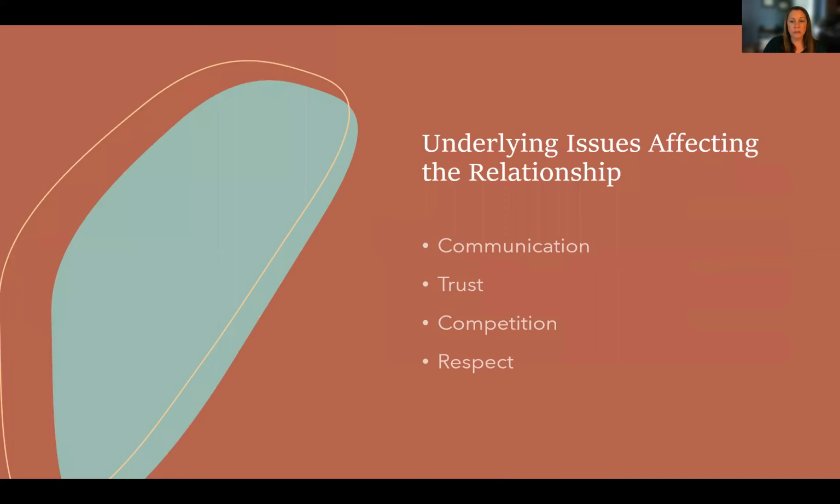So the underlying issues affecting the relationship. Communication is one of the major issues affecting this relationship. Both Jill and Taylor take anything the other says as negative and confrontational, and neither individual is willing to listen. Trust is another issue. Jill does not trust Taylor's skills and abilities, and Taylor feels that Jill is always looking for something she does wrong.